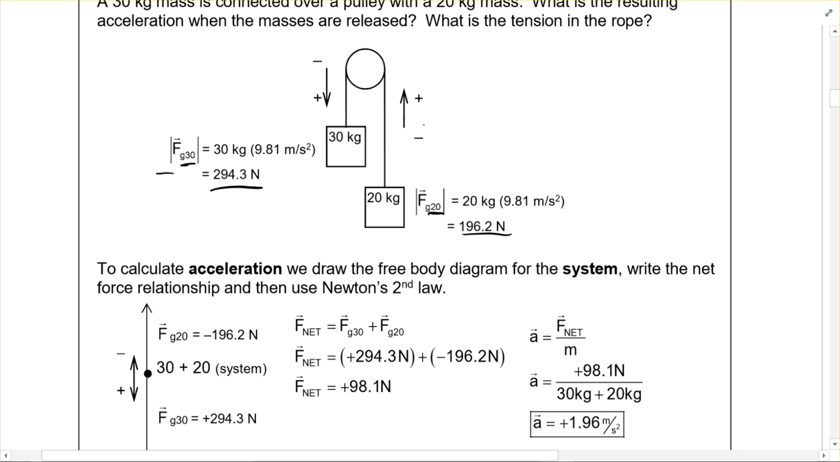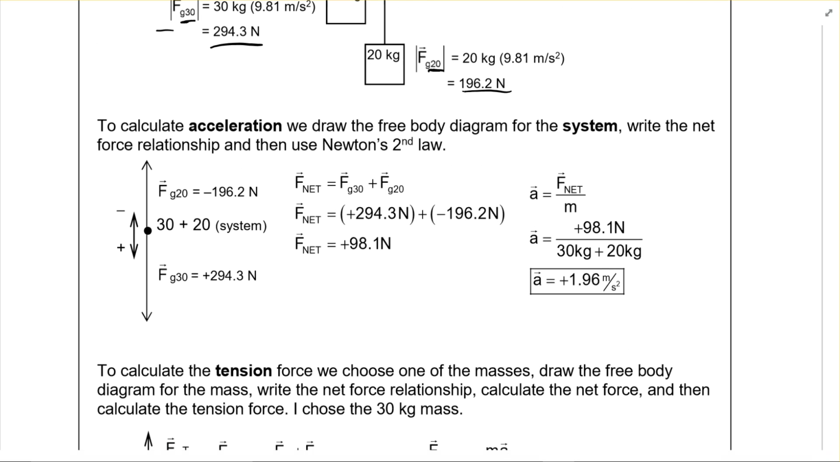And again, we're going to call positive the direction that the thing is accelerating. So it's going to be accelerating down on the left side. It's going to be accelerating up on the right side. So those are the conventions we're using. To calculate the acceleration, we draw a free body diagram for the system. That's what this one's about, right? So systems. Write the net force relationship and use Newton's second law.